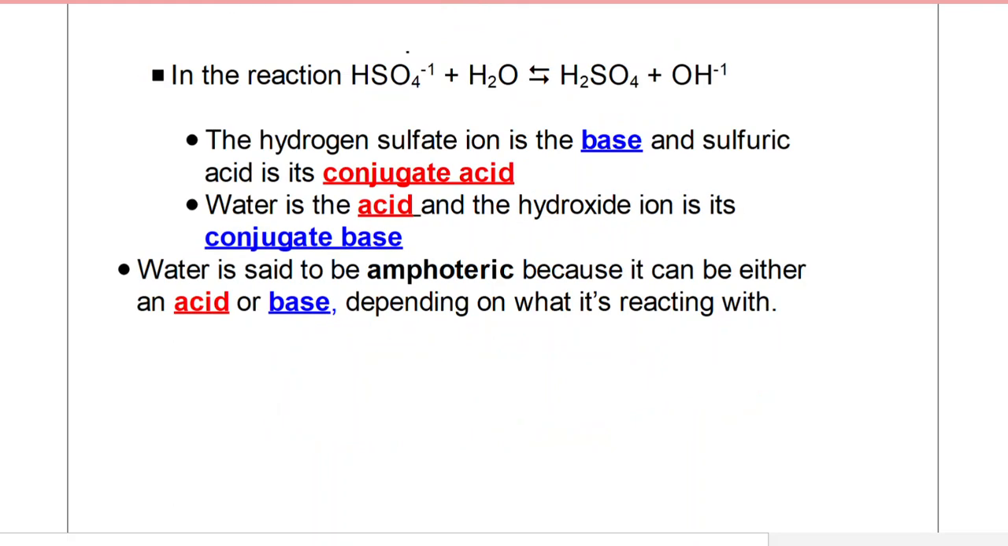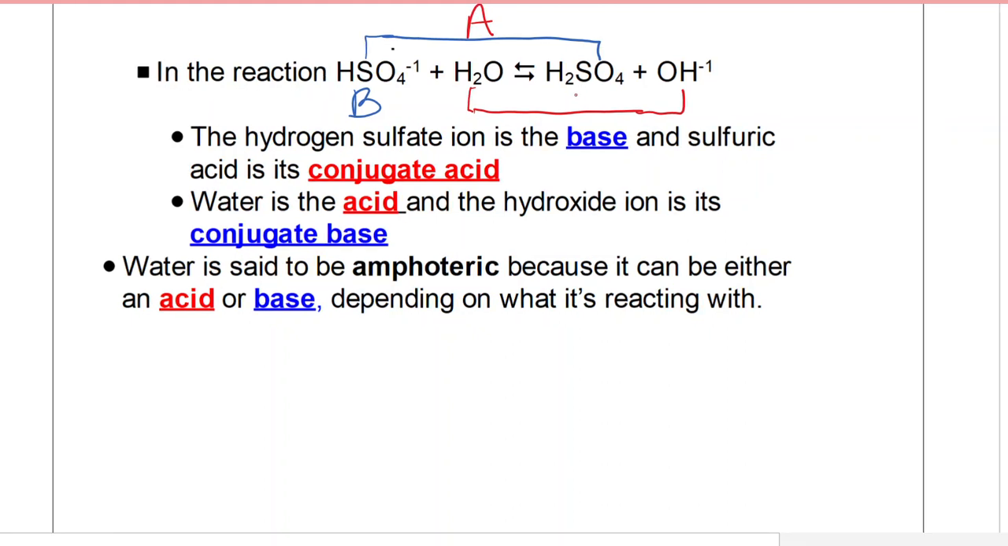So we're going to be doing the same thing here. So we have this hydrogen sulfate becoming sulfuric acid. So that's actually gaining a hydrogen, so that's going to be acting as my base. And water is becoming hydroxide, so that's losing a hydrogen, so that's going to be my acid. So the H2SO4 is my conjugate acid, while the hydroxide is my conjugate base.